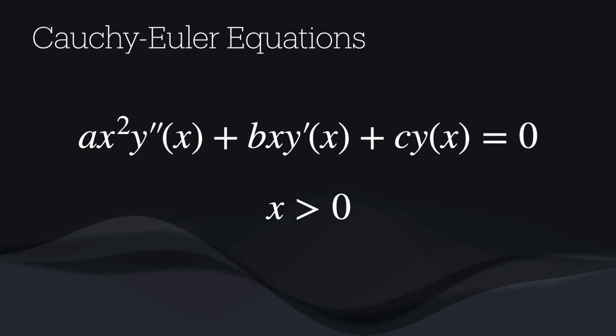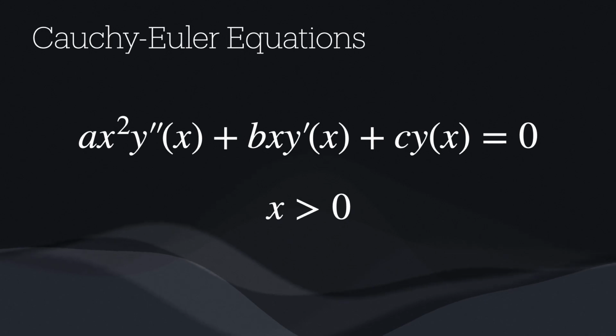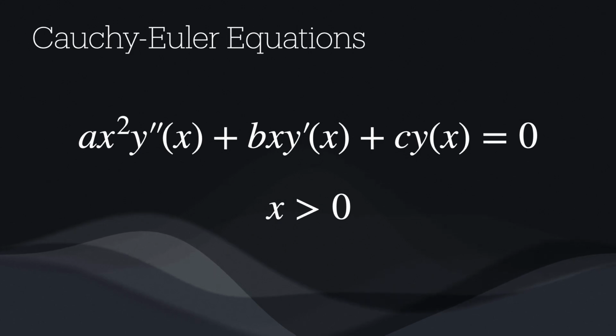So what exactly is a Cauchy Euler equation? Cauchy Euler equations are a specific type of linear homogeneous ordinary differential equation. This is the form of a second order Cauchy Euler equation. It's called second order since the highest derivative of the function is the second derivative. It's called linear because the differential equation is defined by a linear polynomial. And it's called homogeneous because in the case of linear differential equations, the right-hand side is 0.